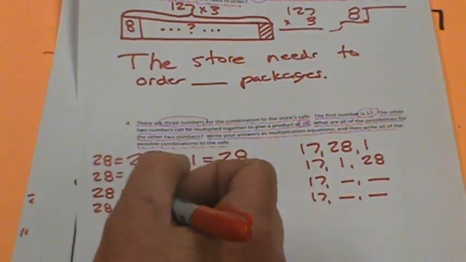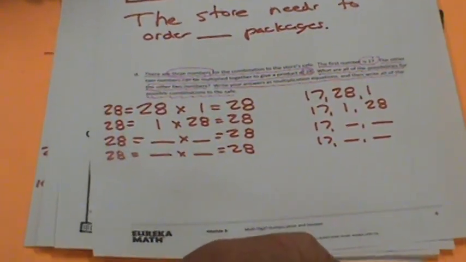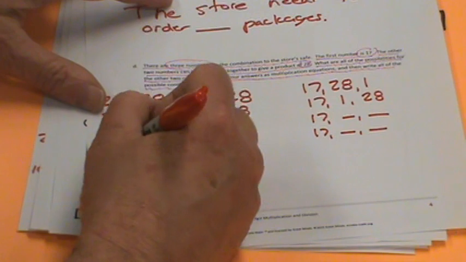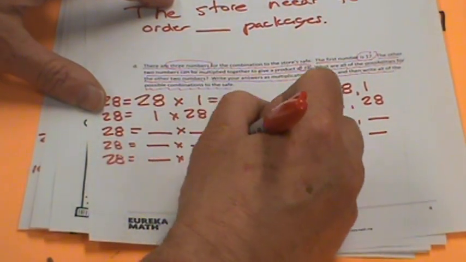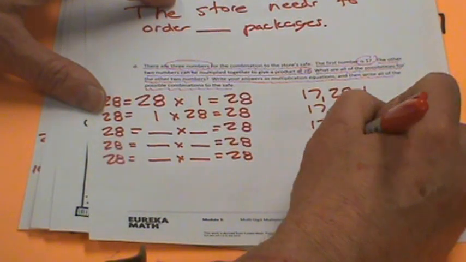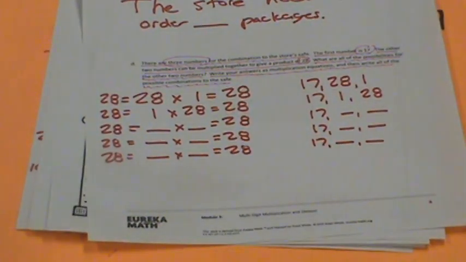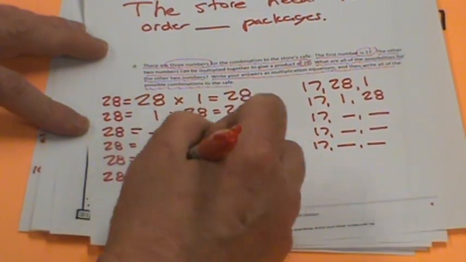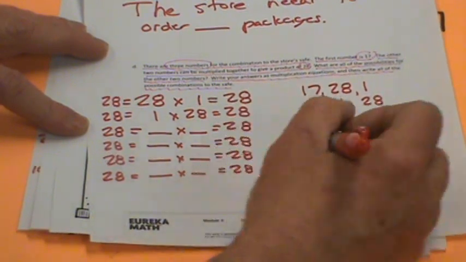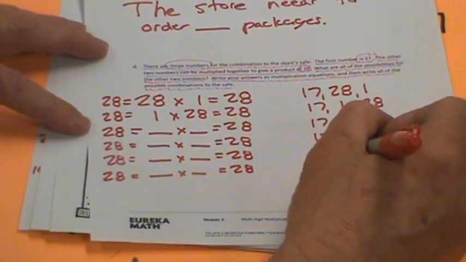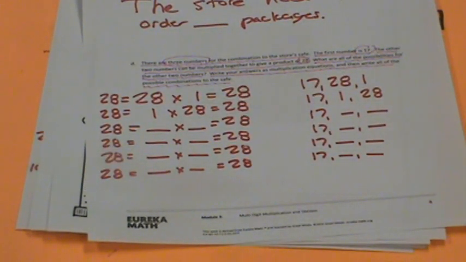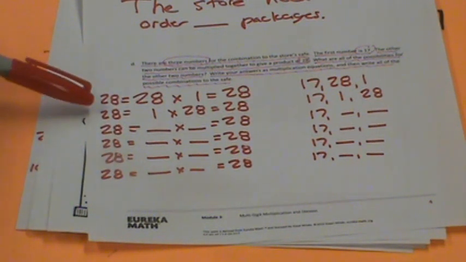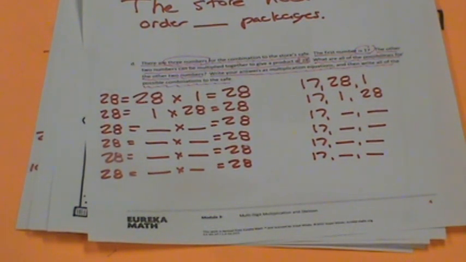Let's continue on. 28 equals blank times blank equals 28. So our combination will be 17, comma, number. And we'll do one more. 28 equals blank times blank equals 28, and it'd be 17. So think about all the ways you could multiply to get 28. We've done one times 28, but there's 2 other ways to get to 28. You can find one on your multiplication chart, but not on the other.